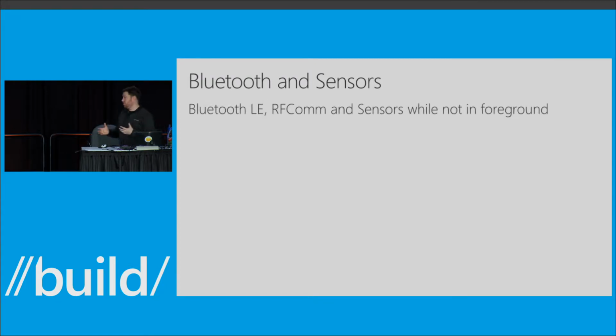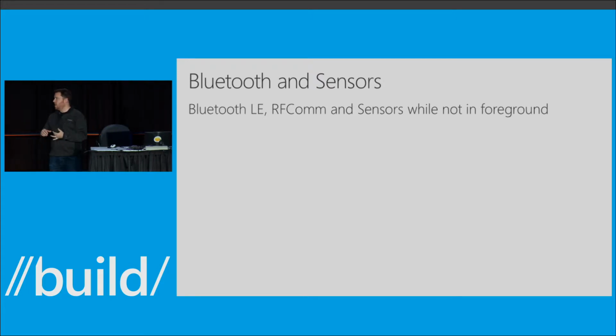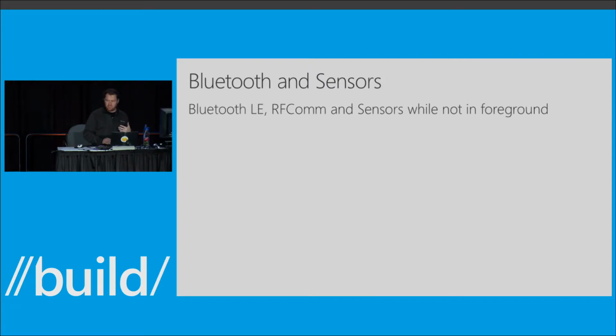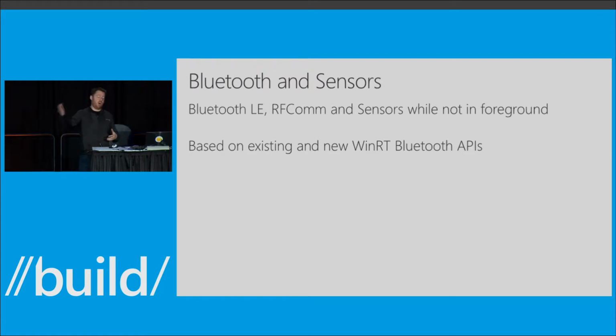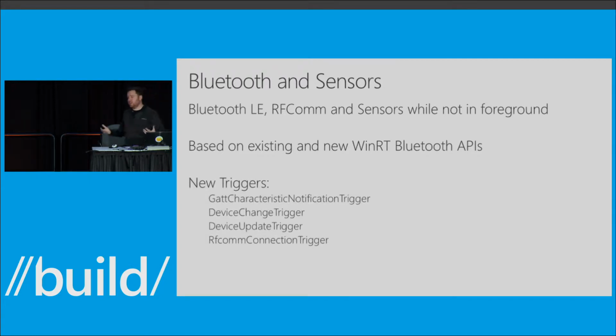So the next thing I want to talk about is some of the new triggers. Bluetooth and sensors, this one's really cool. We now have triggers associated with Bluetooth LE, Bluetooth RFCOMM, as well as most of the sensors on the device. What this means is that as long as you're in that session with Bluetooth or with the sensors, you can talk to those sensors while you're not in the foreground. These are based on the existing WinRT APIs on Windows. If you're familiar with using the Bluetooth APIs and the sensors APIs in the foreground on Windows, those have all been brought over to Windows Phone. You can use those APIs here. We've just added a bunch of new triggers so you can use them in the background.